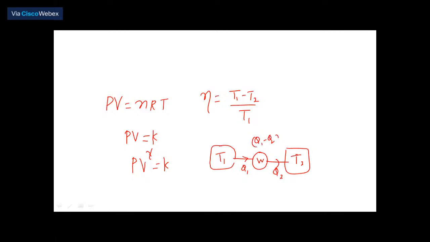And eta is equal to T1 minus T2 divided by T1, and eta is also expressed in terms of heat supplied. So heat supplied is Q1, heat rejected is Q2. Eta is equal to work done divided by heat supplied. W is equal to Q1 minus Q2. That divided by Q1 will give you efficiency of a Carnot engine.